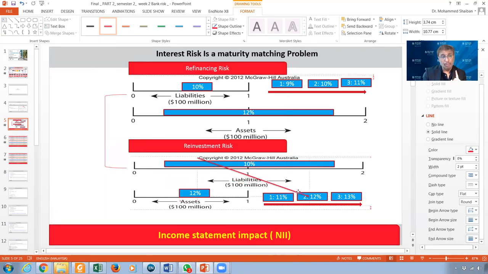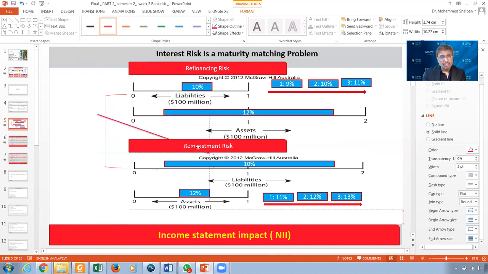Here also, maybe it's 12%, there is no difference, or maybe it is 13%. Now, if it is 13%, I'm so happy because now I'm making 3% more, which means there is no risk here. There is no risk here. The risk is here. Similarly, likewise, there is no risk here. There is no risk here, but there is a risk here. So please understand this issue. So this is what we call refinancing risk.